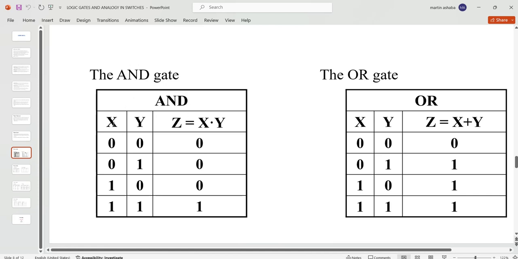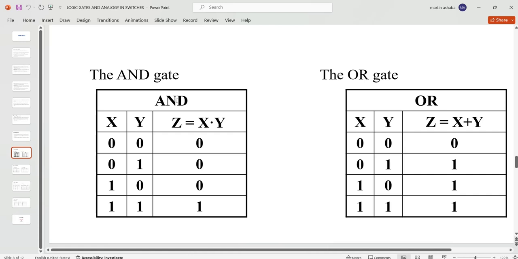The AND gate has two inputs. When we have a zero, that is a low input, and a low input, then the output is low. Then when you have a low input and a high input, you have a low output. When you have a high input and a low input, you have a low output. When all your inputs are high, then you have a high output.